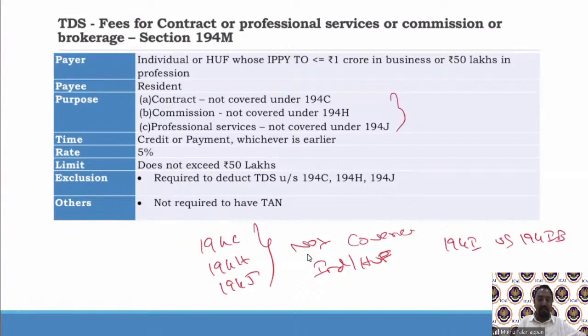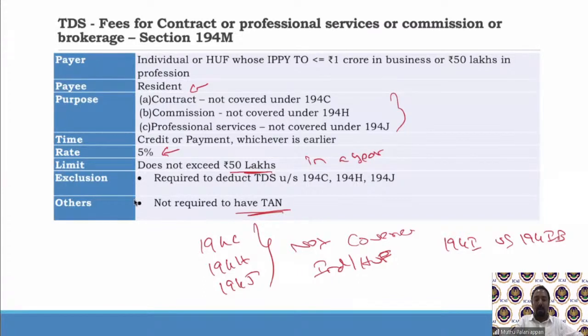So it is only for individuals or HUF paying to a resident, where at the time of credit or payment, whichever is earlier, you deduct 5%. You deduct 5% when the payment in a year exceeds 50 lakhs. For this also, you are not required to obtain TAN, because, as we said, it is purely for personal purposes only, not for anything else.